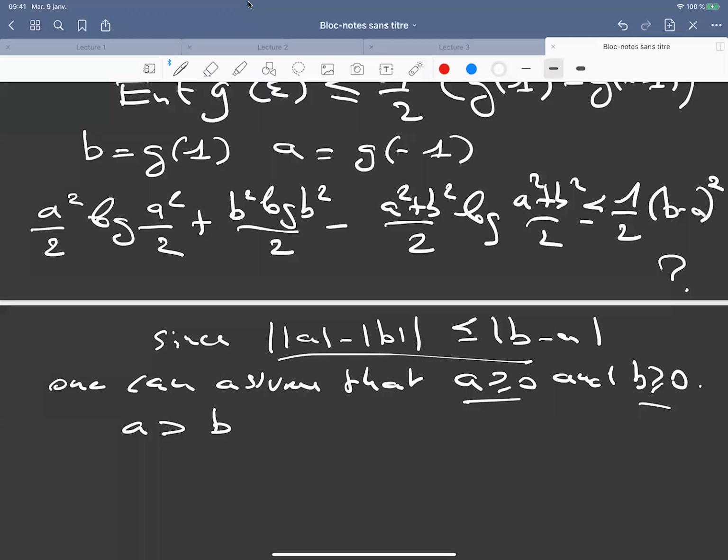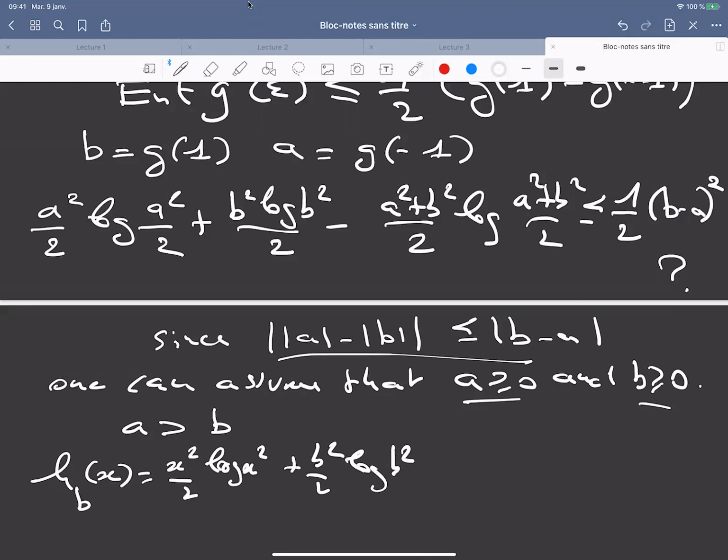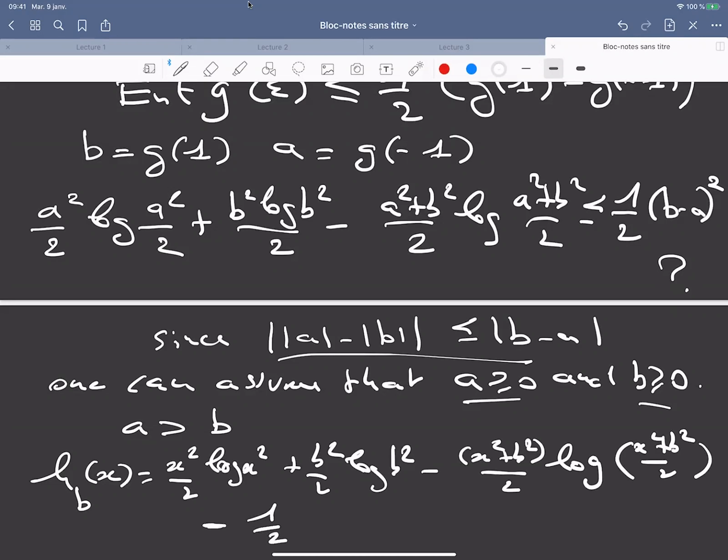Let's say a is larger than b, and you just consider the function h_b of x, which is defined as the formula which appears in the inequality when you take x instead of a, that is x squared log x squared plus b squared over 2 log b squared minus x squared plus b squared over 2 log of x squared plus b squared over 2, and you subtract the right-hand side, that is 1/2 of (x minus b) squared.